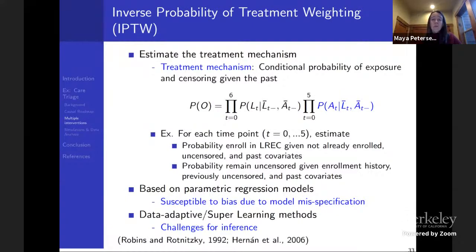In terms of the inverse probability of treatment weighted estimator, again, it's really exactly analogous. The 2 differences are just that now we have our treatment mechanism that consists of both probability of enrollment at each time point and probability of remaining uncensored at each time point. So we need to estimate both of those. And then of course, it now becomes a product over time because there are decisions being made at multiple time points. Just like in the single time point case, we could estimate this treatment mechanism, so our probability of enrollment given the past, our probability of censoring given the past, using parametric regression models like classically logistic regressions. But once again, we run into this issue of bias due to model misspecification. And while we can also employ data adaptive or super learning methods, as we noted in the single time point case, it raises challenges for inference.